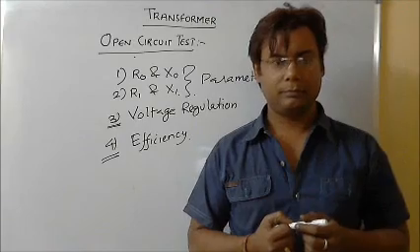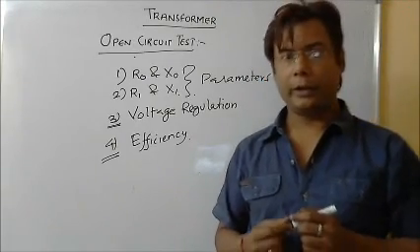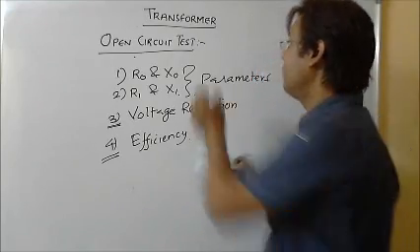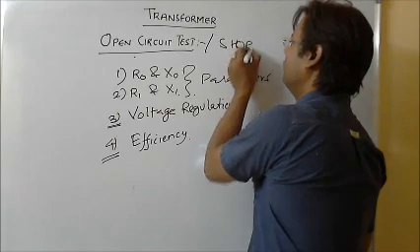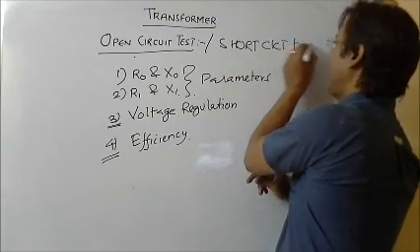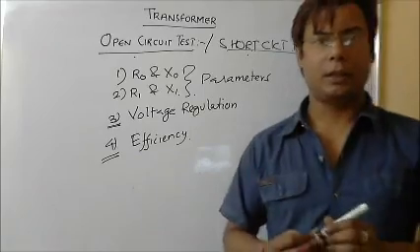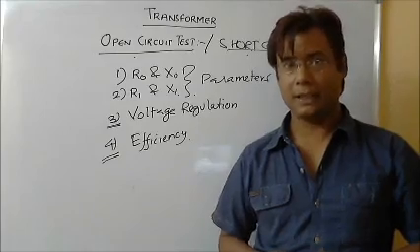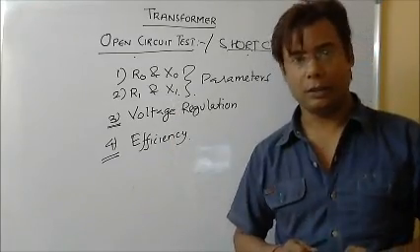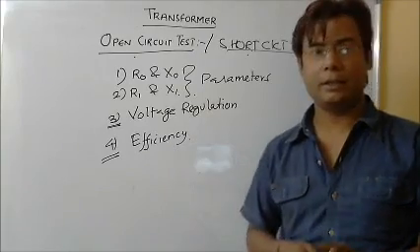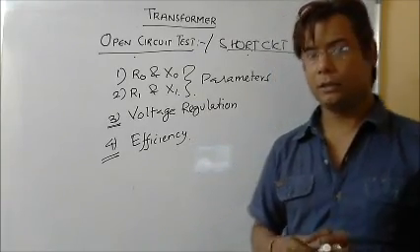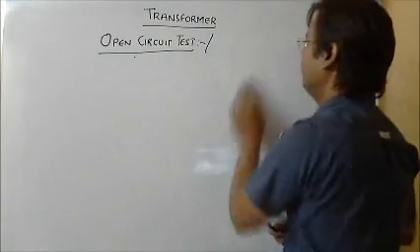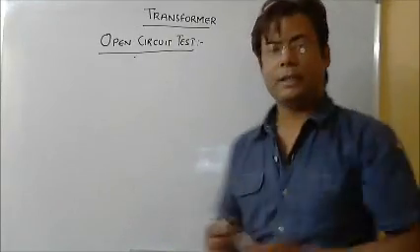These things are found by both the tests, open circuit as well as short circuit test. R0 and X0 are found by the open circuit test. R1 and X1 are found by the short circuit test. Voltage regulation and efficiency can be found by either of the tests. We'll see. We'll start with the open circuit test.